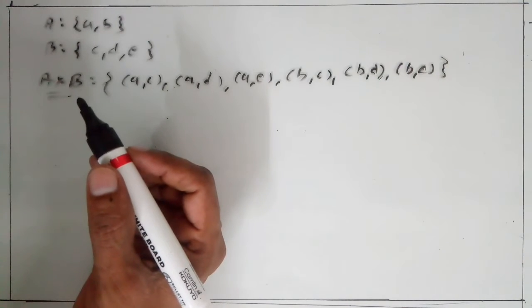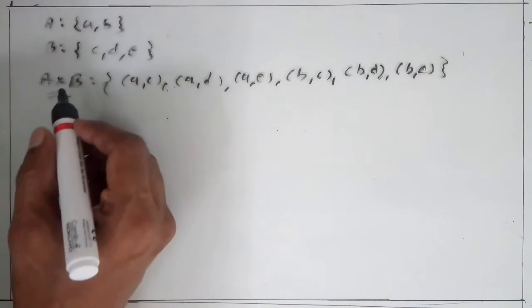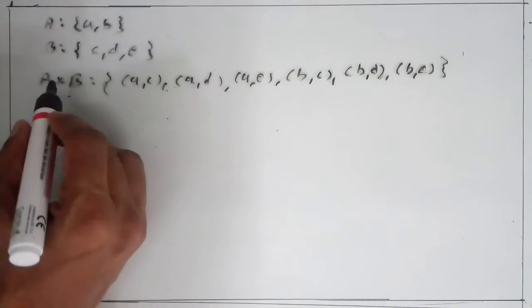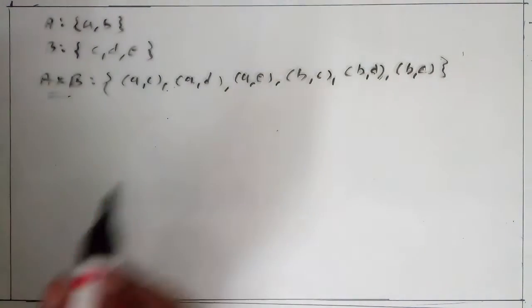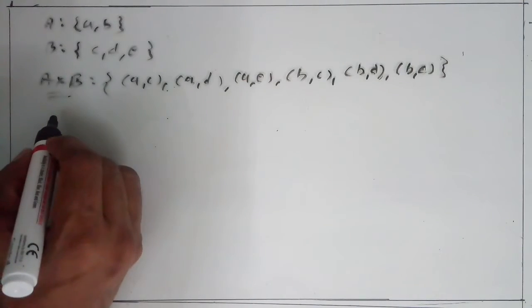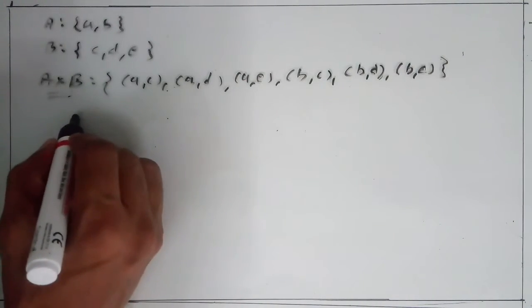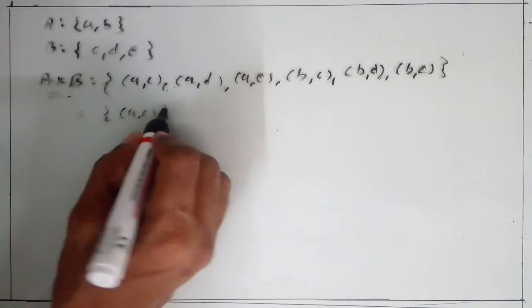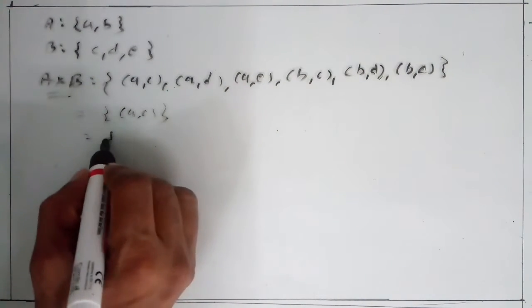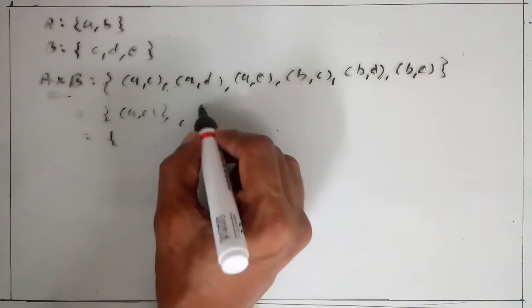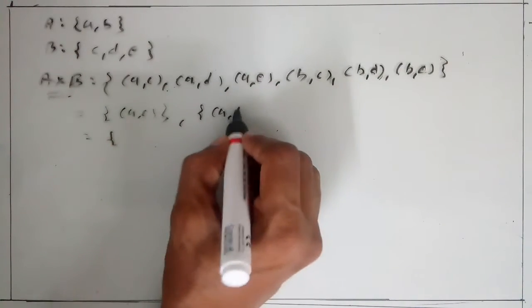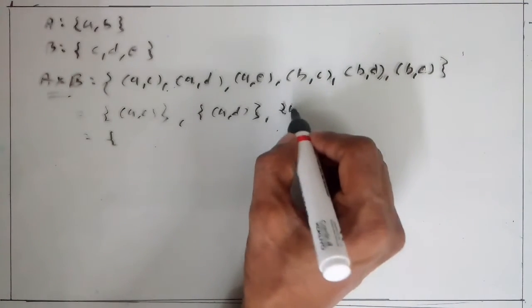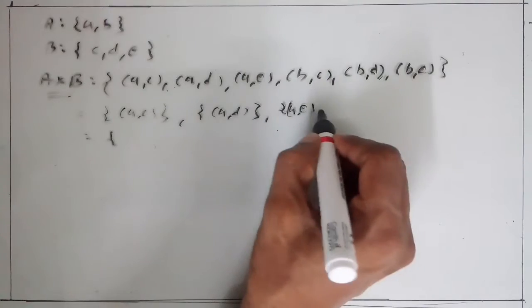Now remember, a relation is a subset of A cross B. So subsets of A cross B are said to be relations. Here we have subsets of A cross B. Remember, first (A, C), second similarly with a single element (A, D), (A, E). Clear?